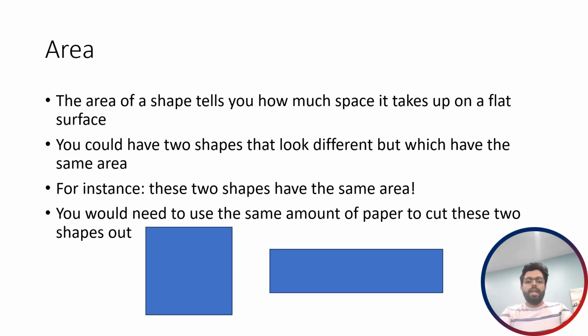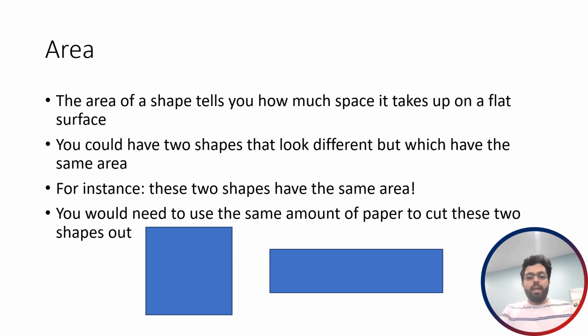So you could think of this as, we'll follow the bullet points on the slide first. So you could have two shapes that look different, but which have the same area. That means they take up the same amount of space, or you would need to use the same amount of material to create these two shapes.